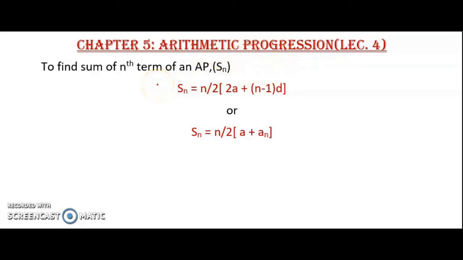In the last lecture we have seen the formula to find out the sum of n terms of an AP, and we have seen some basic questions based on this formula. Now in this lecture we will continue with some more tricky questions based on this formula. We have seen this formula in the last lecture, Sn equal to n by 2, 2a plus (n minus 1)d. Or the second formula is Sn equal to n by 2, (a plus an). Now let's solve some more questions.